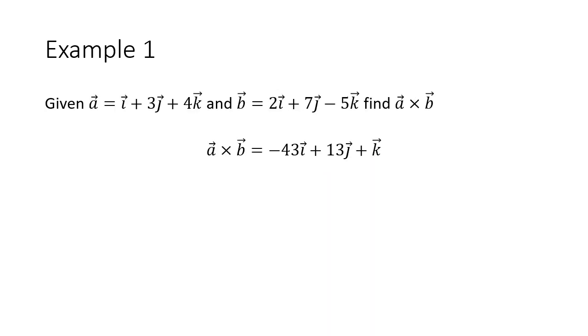Which means given my original vectors A and B, my cross product is, well, what we just found, -43 i hat plus 13 j hat plus k hat.